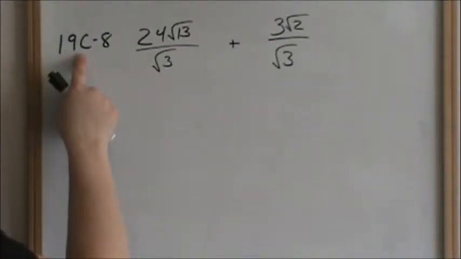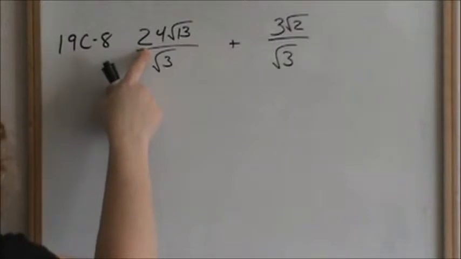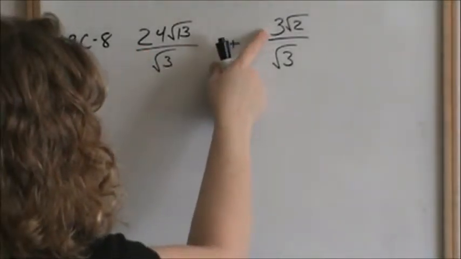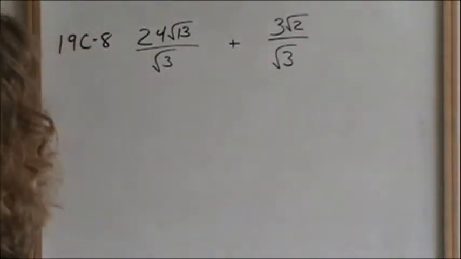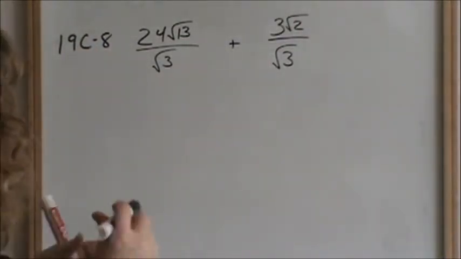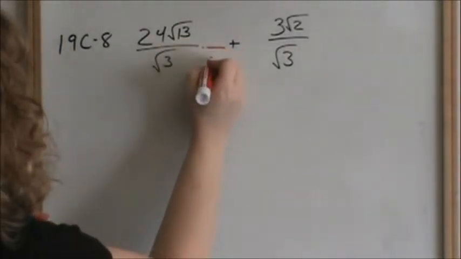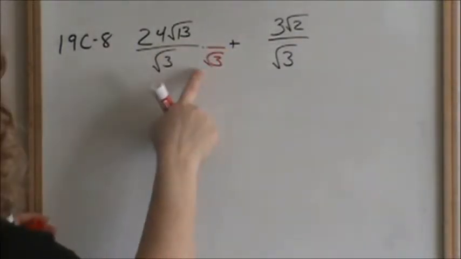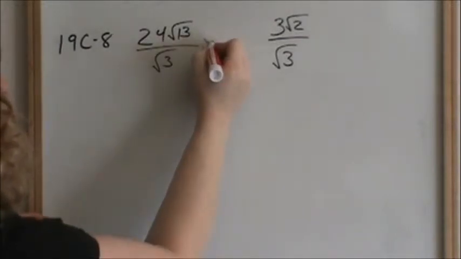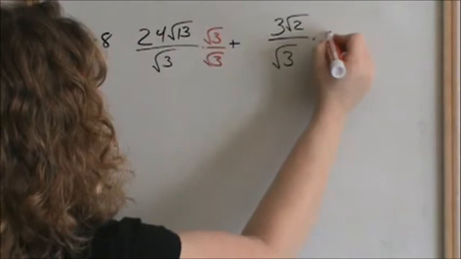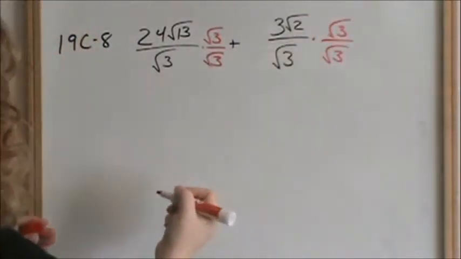Okay, now we're going to do 19C 8. 24 square root of 13 over square root of 3 plus 3 square root of 2 over square root of 3. Remember, the first step is to get rid of the radical in the denominator. In order to do that, you multiply it by itself. So we need to multiply this by square root of 3. Also do the numerator. This one, same thing, square root of 3, both the denominator and numerator.